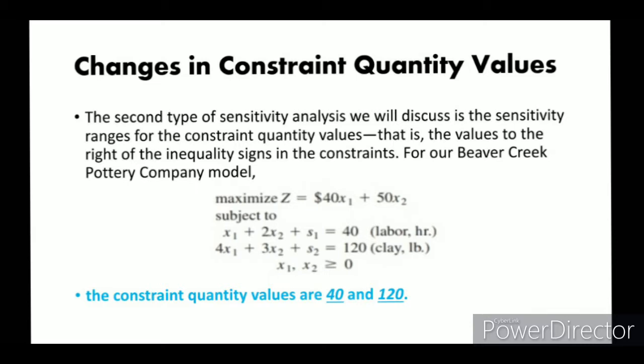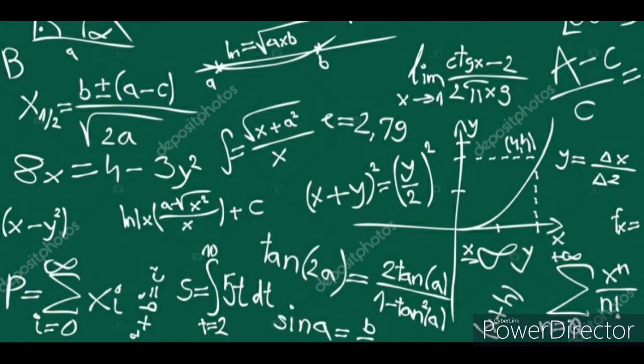Consider a change in which the manager of the pottery company increases the labor hours from 40 to 60. Increasing the labor hours from 40 to 60 causes the feasible solution space to change. Let's have a look at this figure.